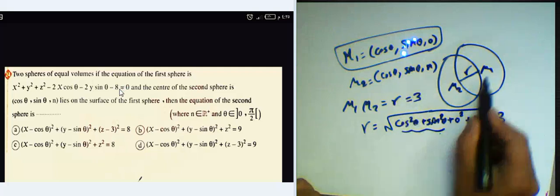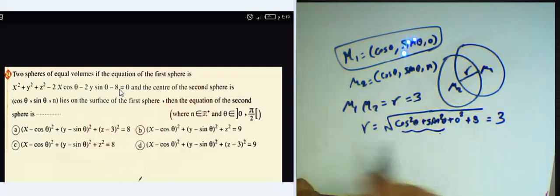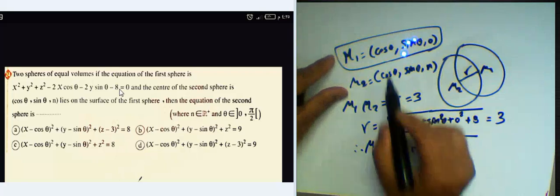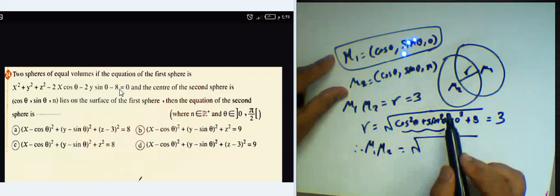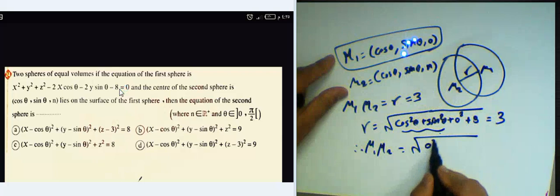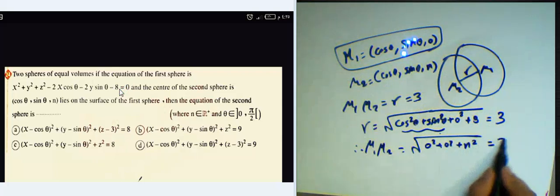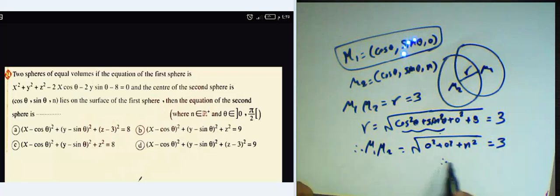Then m1 and m2, the distance between them equals 3. Then we can find m1 and m2 by 2 points here. Cosine minus cosine equals 0. Sine minus sine equals 0. n minus 2 is 0, equal n power 2. It will be equal 3. Then r will be, or n power 2, square root of what? n power 2 equals n equals 3. Then n equals 3. Then you can write the equation of the second sphere.